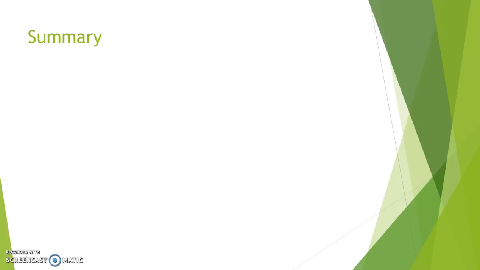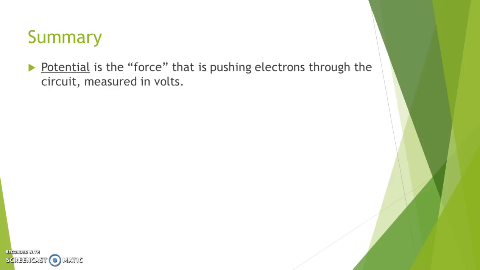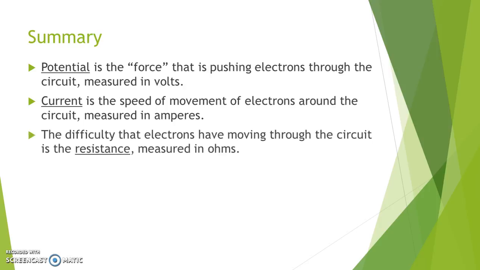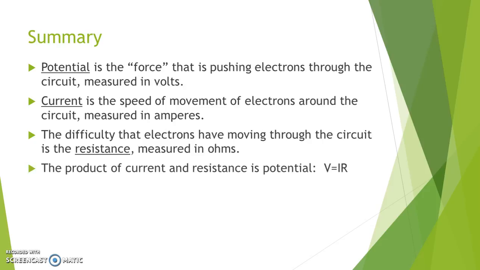So before you get to the homework, let's quickly summarize. Potential is the force that pushes electrons through the circuit, and it's measured in volts. Current is the speed of movement of electrons around the circuit, and it's measured in amperes. And the difficulty electrons have moving through the circuit, we call the resistance. It's measured in ohms. And we can relate these 3 numbers to each other through Ohm's law, which states that the product of the current and the resistance is the potential, or V equals I times R.